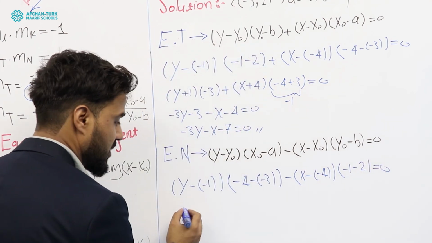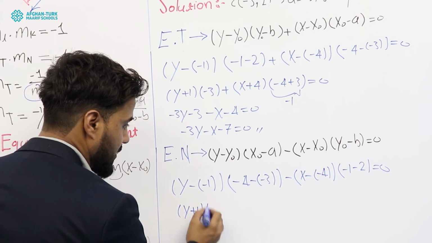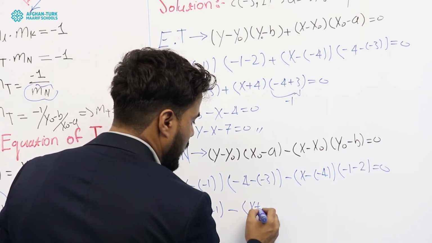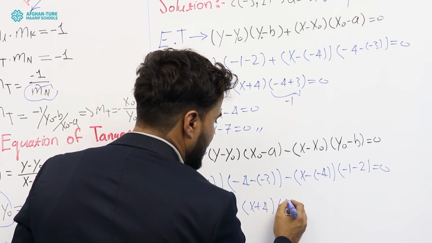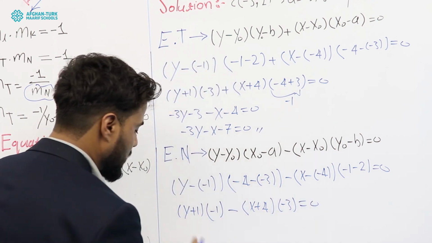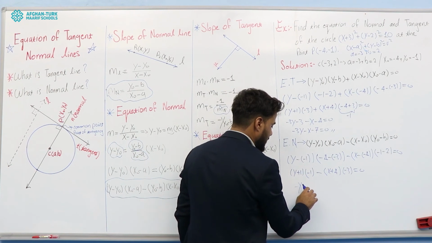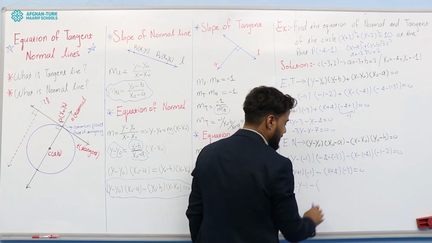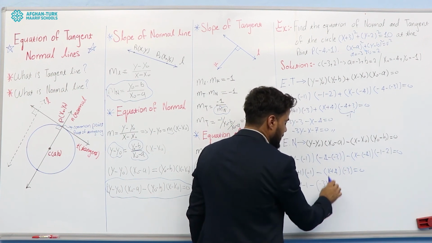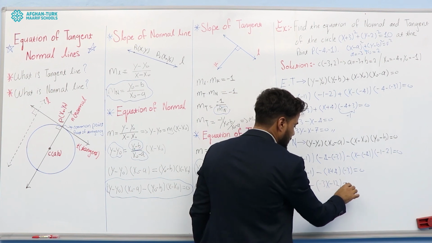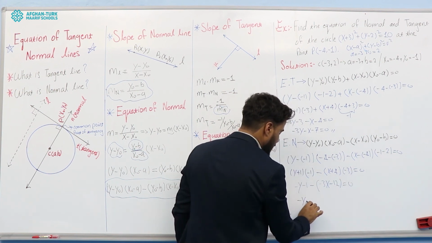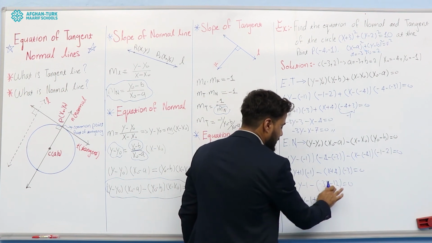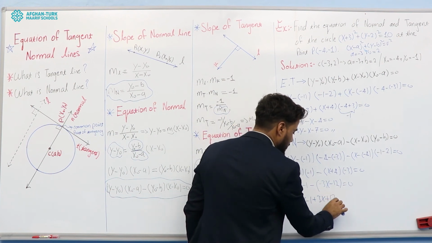So let's simplify this equation. Y plus 1 times this one will be equal to minus 1 minus x plus 4, and this one will be equal to minus 3 is equal to 0. Minus 1 times y is equal to minus y, minus 1 times minus 1 plus 1 is equal to minus 1, minus 3 times x is equal to minus 3x, and minus 3 times 4 is equal to minus 12 is equal to 0. So minus 1 minus y minus 1 minus times minus 3x is equal to plus 3x, and minus times minus 12 is equal to plus 12 equal to 0.